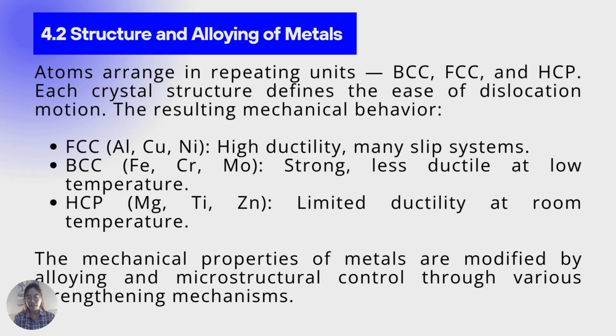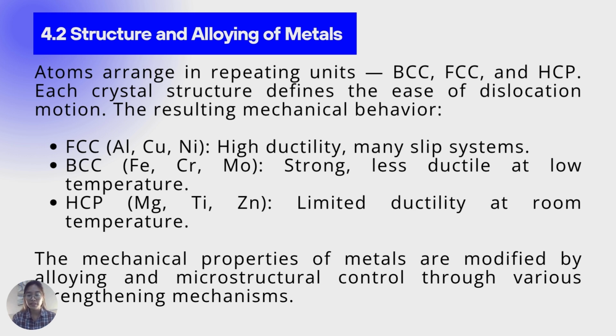BCC metals, like iron, chromium, and molybdenum, have fewer active slip systems and a larger lattice spacing, which means they're stronger but less ductile, especially at lower temperatures. For example, BCC steels tend to become brittle in cold environments, a phenomenon known as the ductile-to-brittle transition. HCP metals, including magnesium, titanium, and zinc, have very limited slip systems, so they exhibit low ductility at room temperature. However, they can be plastically deformed at elevated temperatures when additional slip systems become active.